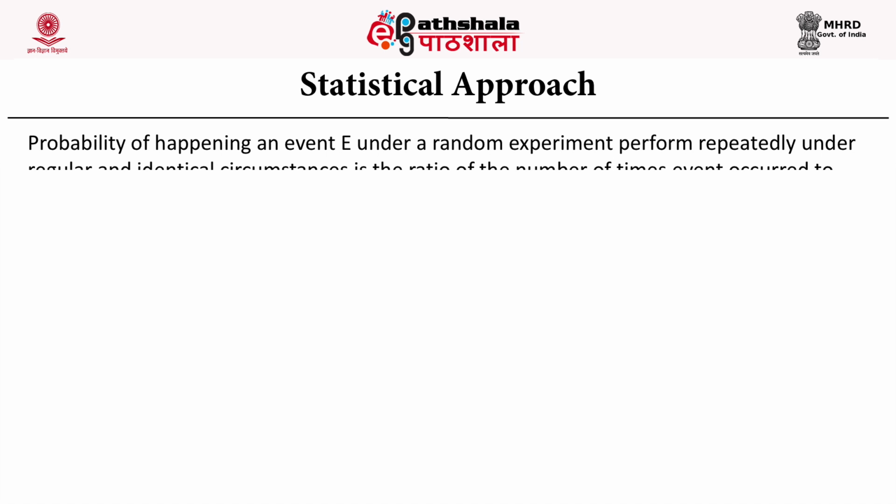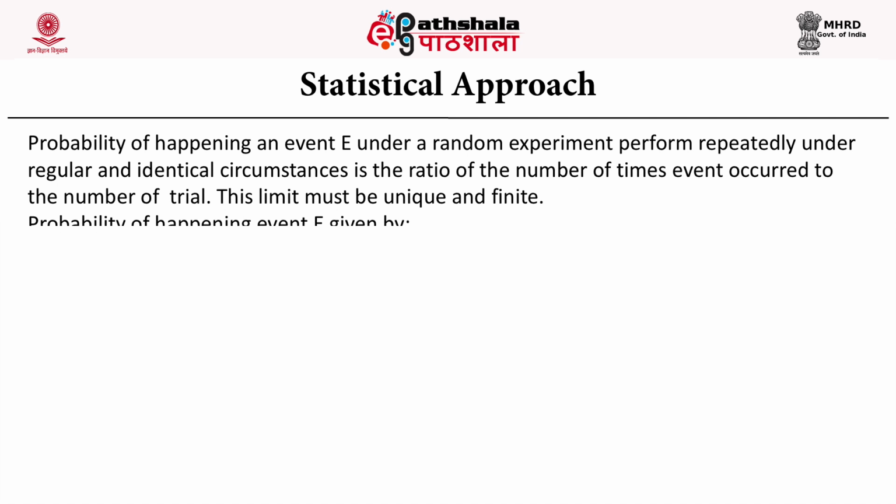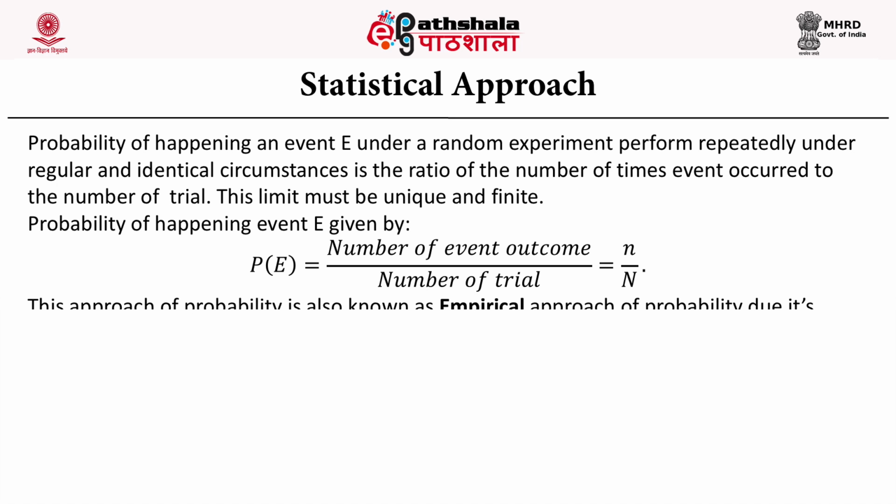Now, after understanding the concept of probability through the mathematical approach, we will discuss this concept through the statistical approach. The probability of happening of an event under a random experiment performed repeatedly under regular and identical circumstances is the ratio of the number of times the event occurs to the number of trials. These limits must be unique and finite. The probability of happening of event E is given by the formula: number of event outcomes divided by number of trials, which is equal to small n upon capital N. This approach of probability is also known as the empirical approach of probability due to its repetitive behavior.